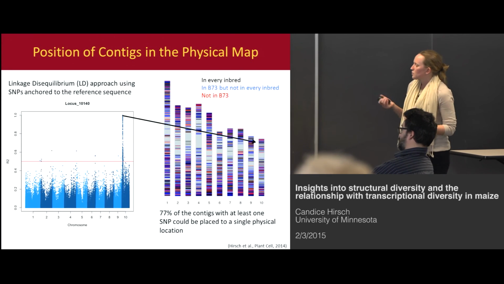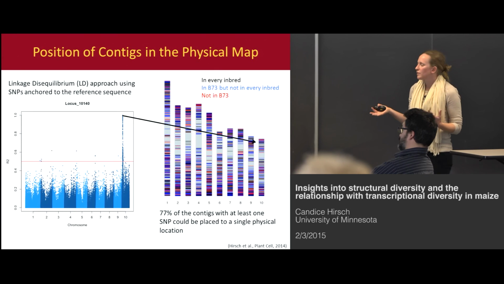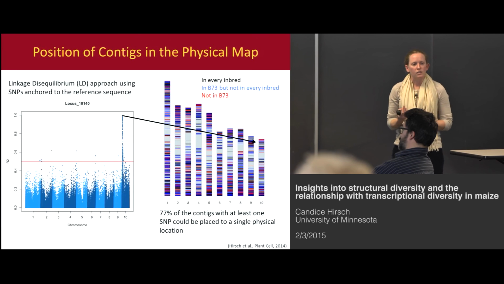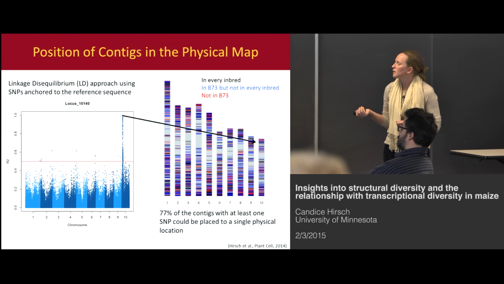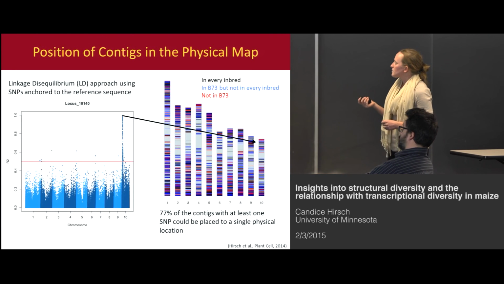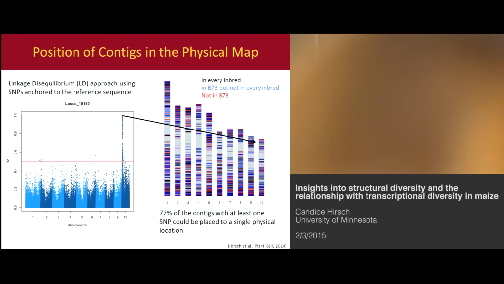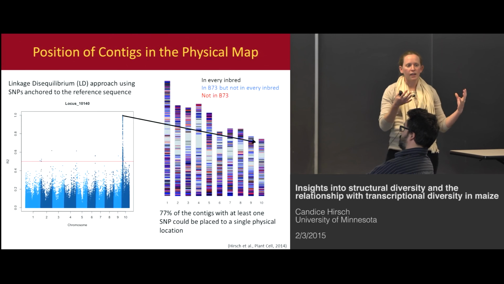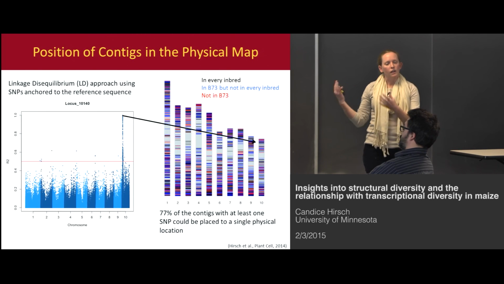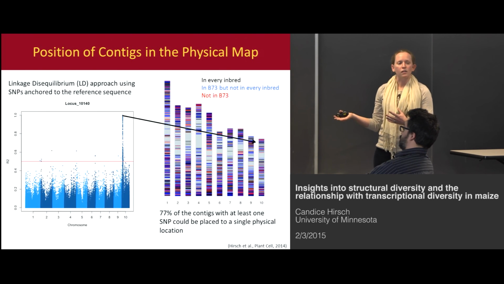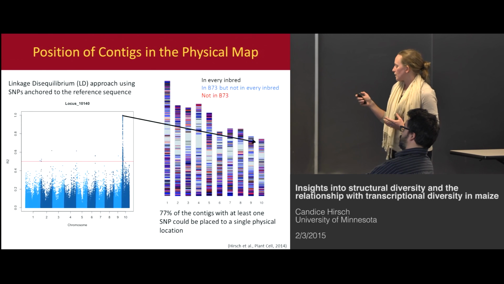So for the other 23%, there's various reasons why we couldn't place it. For some of them, we had very large missing data, and so that affected our ability to place it. In some cases, they actually mapped very clearly to two positions. And so it's quite possible that in a subset of the germplasm, that contig is located in one position, and in another subset, it's located in another position, and that is why we saw that result.